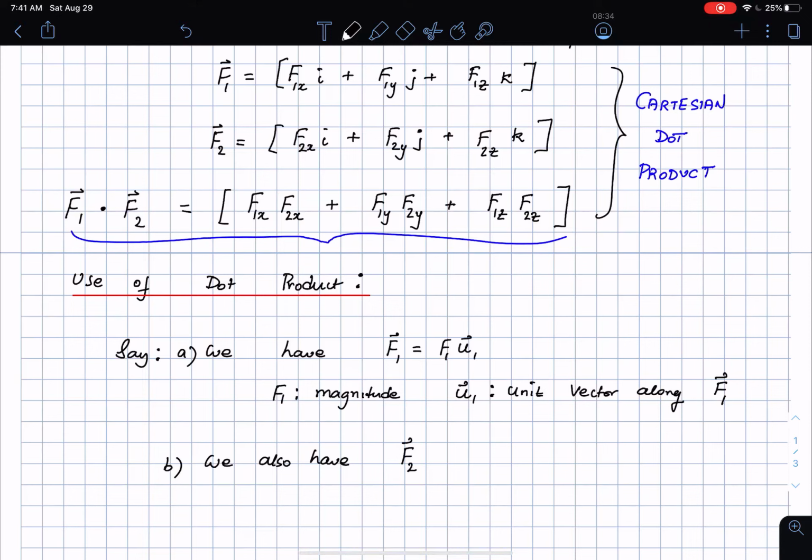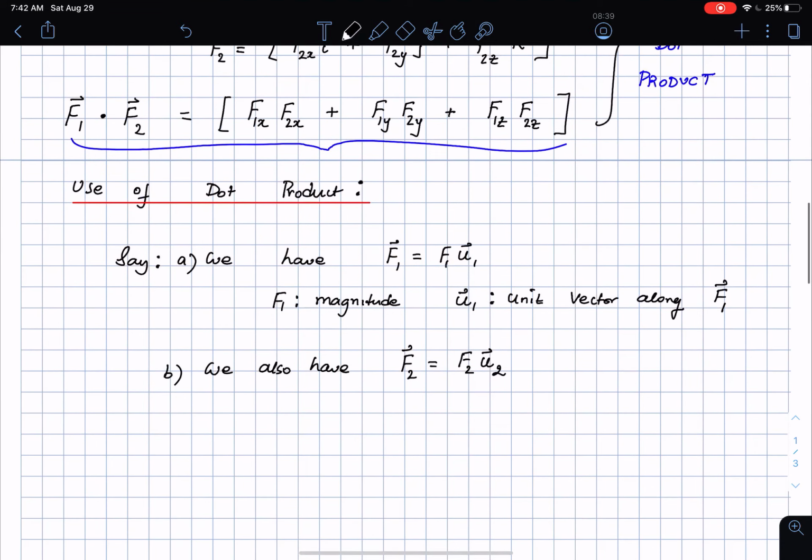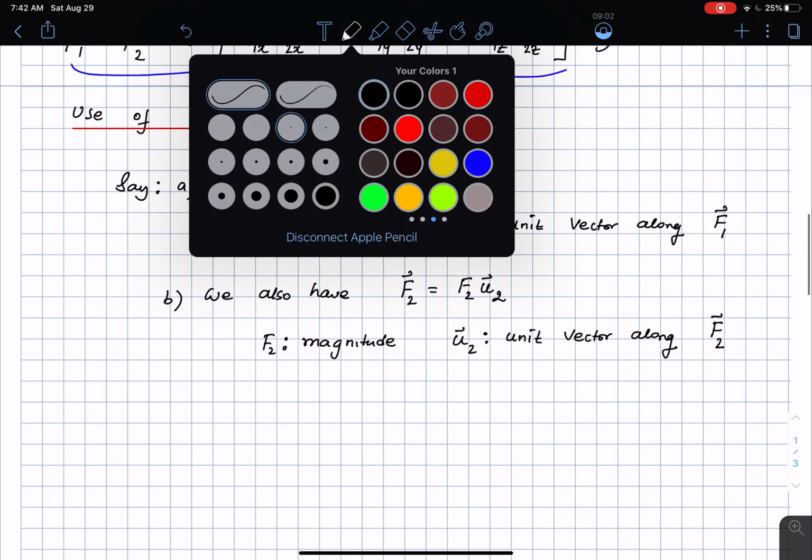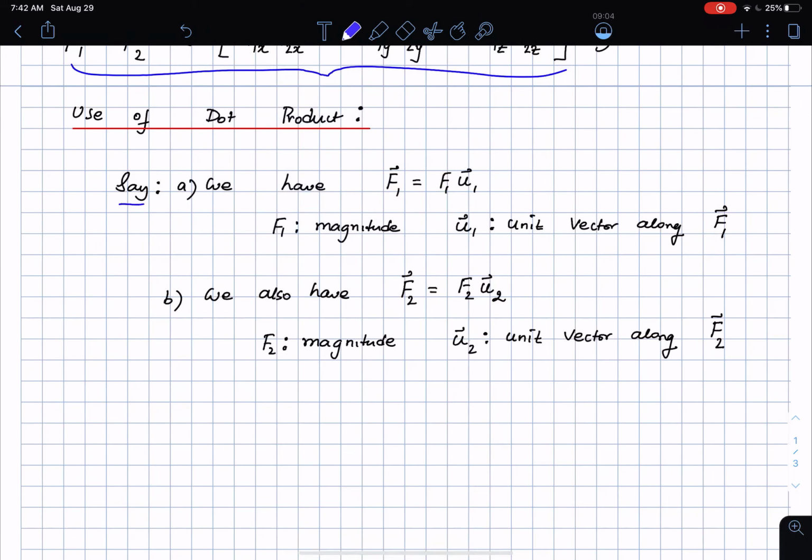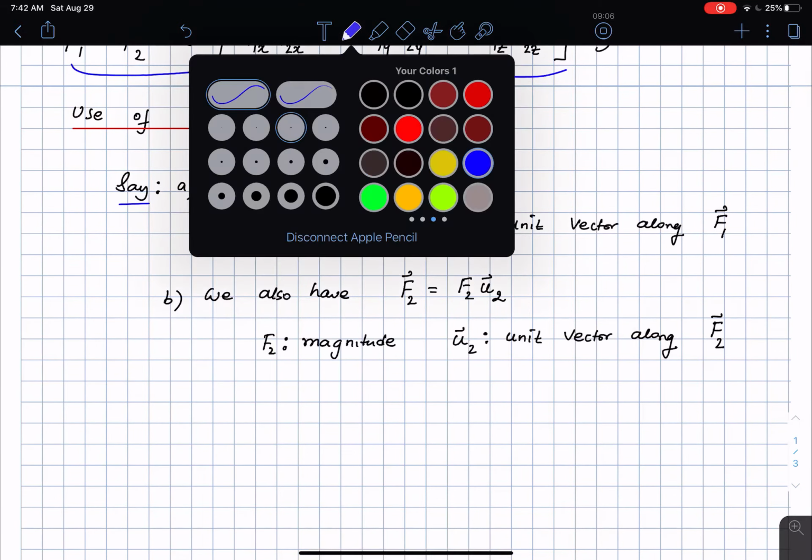Okay, and then we also have another vector, f2, which is some magnitude times its unit vector. So f2 is the magnitude and u2 is the unit vector along vector f2. Okay, let's say that this is the information that we are given.